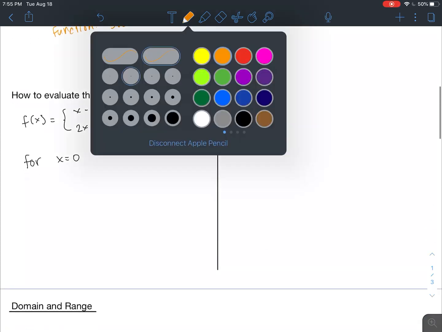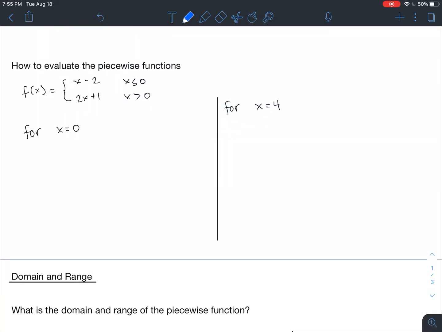Alright, so now how do we evaluate for a piecewise function? We're going to try and evaluate for x equals 0. But we have two different functions, so how do we know which function to plug it into? That is dependent on where your x values exist. Here we say that for x less than or equal to 0, well, 0 is less than or equal to 0, so that's the function we're going to plug the x value into.